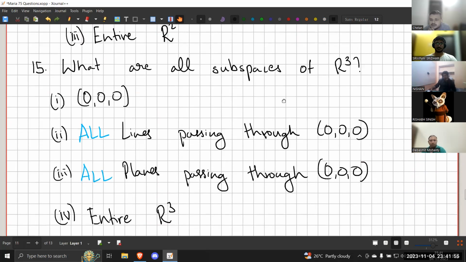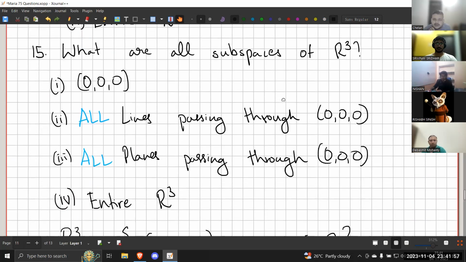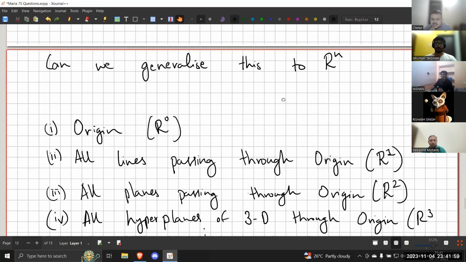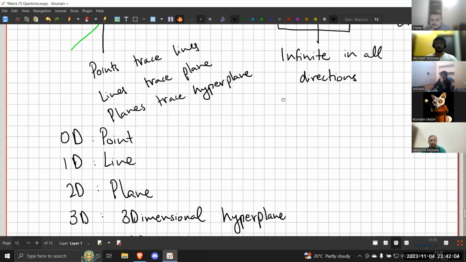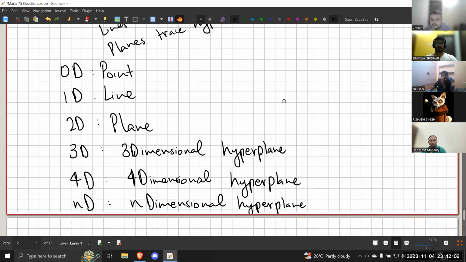Rishabh says anything above R3 is a hyperplane. No, Rishabh, I think hyperplane also includes everything inside, below R3 as well. Just call it R3. A hyperplane in that dimension. Right. For example, in R3, we can call it a hyperplane in R3 dimension. So all the planes in R3 are actually hyperplanes of R3.